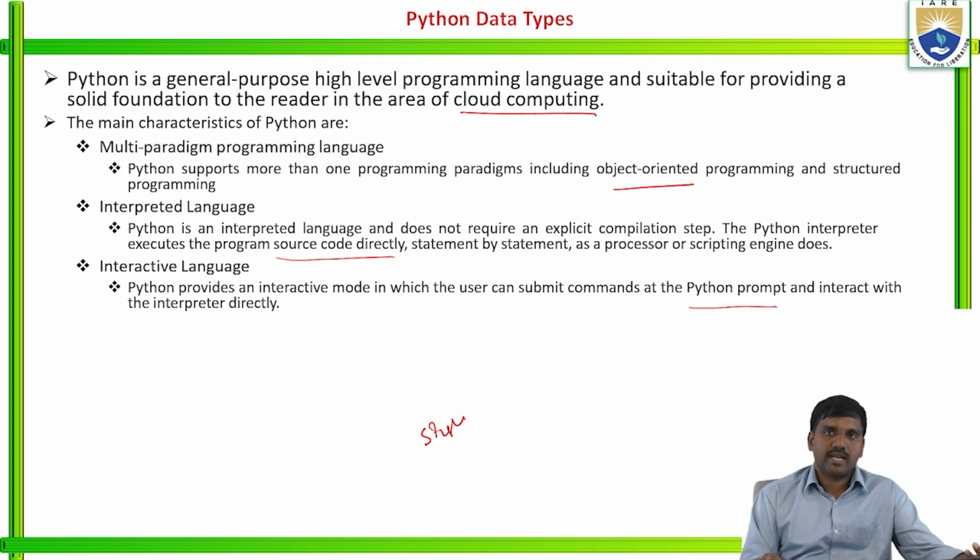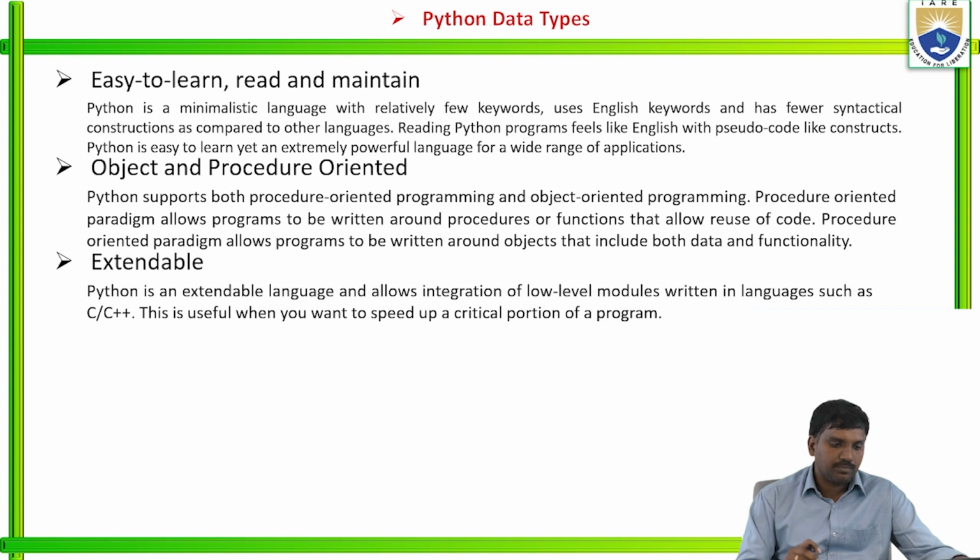The first one, multi-paradigm programming language, means it can support both object-oriented and structured programming. Next, interpreted language: it can execute program source code directly. And interactive language: it can interact with the prompt and interpreter directly. So these are the three main characteristics.